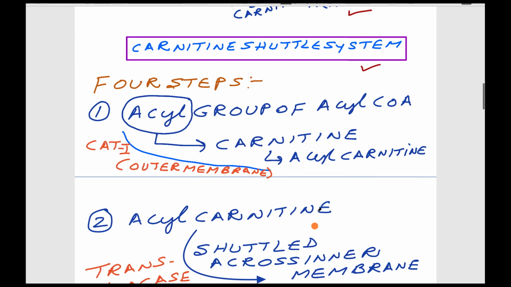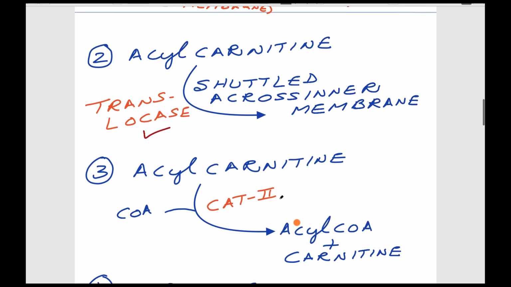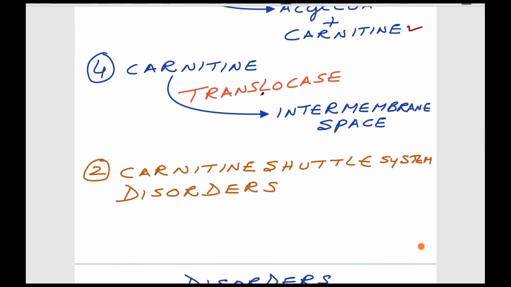There are 4 steps. The first one: the acyl group of acyl coenzyme A, by the action of CAT1 present at the outer membrane, is shifted to carnitine, leading to acyl carnitine. This acyl carnitine is shuttled across the membrane by translocase. Once it enters the matrix, coenzyme A will be there, and by the action of CAT2 it leads to acyl coenzyme A, and carnitine is released. This carnitine, by the action of translocase, enters the intermembrane space.